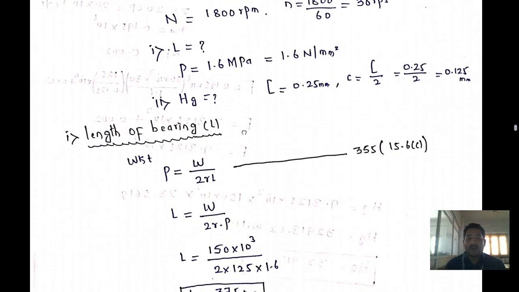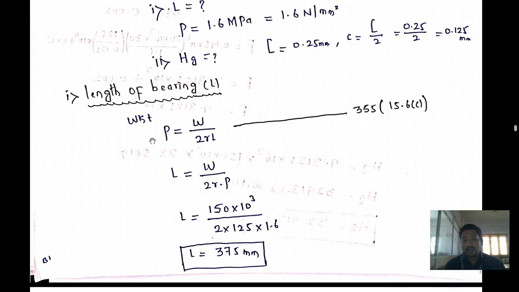After that, our intention is to find out the length of the bearing. To find the length of the bearing, you have to use the formula pressure is equal to load divided by 2 into radius into length. You can refer to page number 355, equation 15.6 c. Then W, cross multiplied, is 2 into R into P.